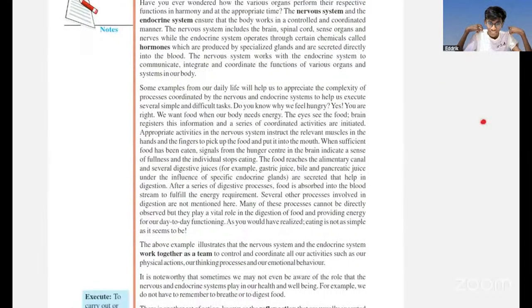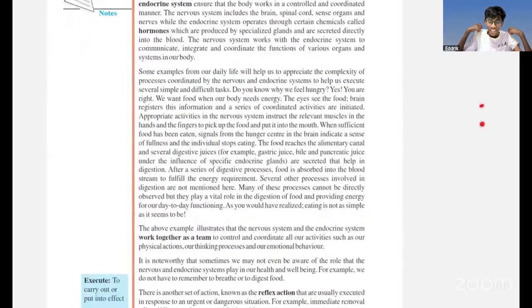in our body. Some examples from our daily life will help us to appreciate the complexity of processes coordinated by the nervous and endocrine systems to help us execute several simple and difficult tasks. Do you know why we feel hungry? Yes, you are right. We want food when our body needs energy. The eyes see the food, the brain registers the information, and a series of coordinated activities are initiated. Appropriate activities in the nervous system instruct the relevant muscles in the hands and the fingers to pick up the food and put it into the mouth.